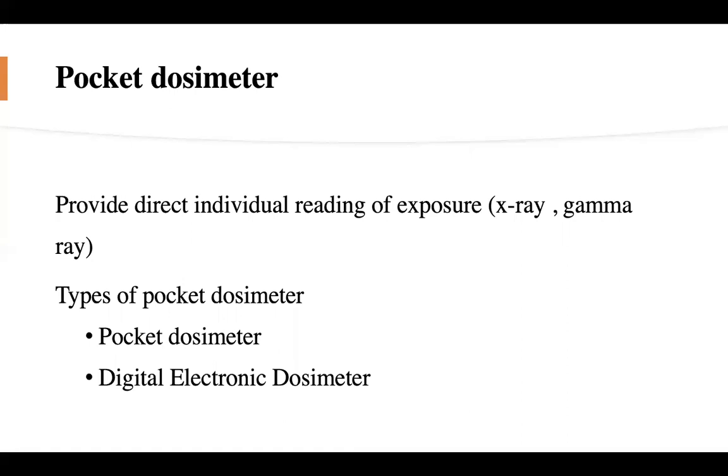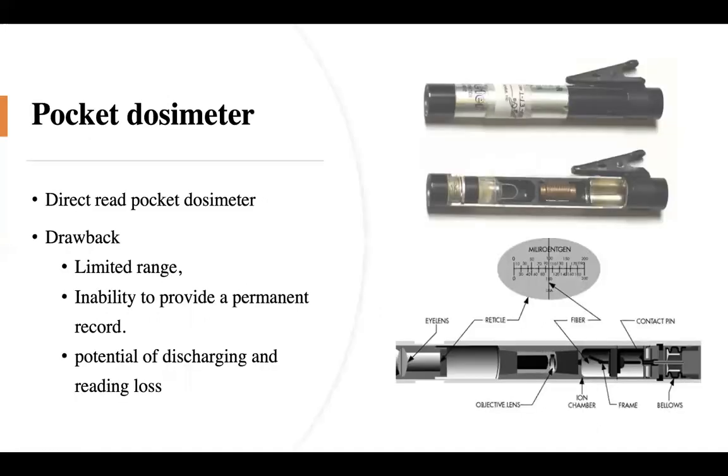Pocket dosimeter, we can classify it as a direct detector. It's not a passive detector. You can actually measure the exposure dose immediately, in real time. The types of pocket dosimeter are the old manual pocket dosimeter and the digital electronic dosimeter, which is the new one. The old one, I think, is not used anymore and has been replaced by the digital one.